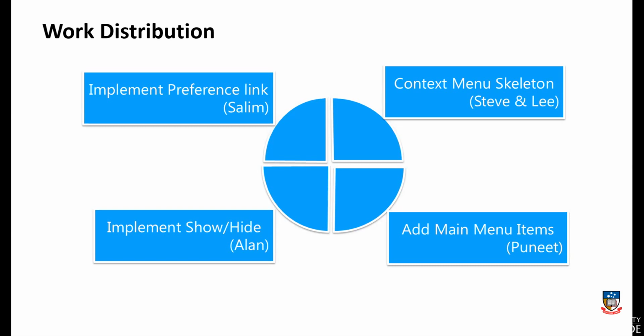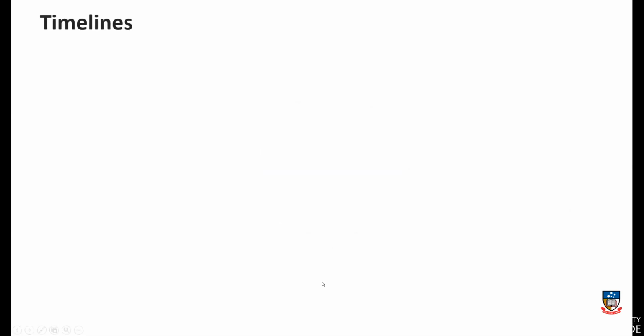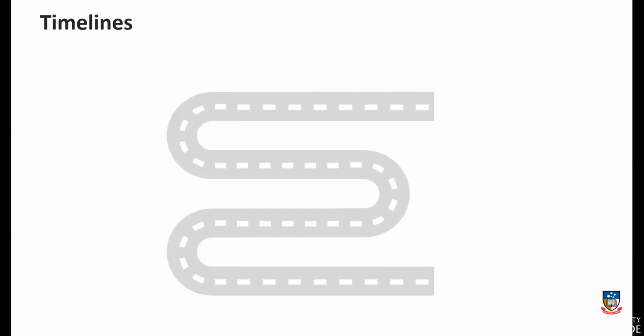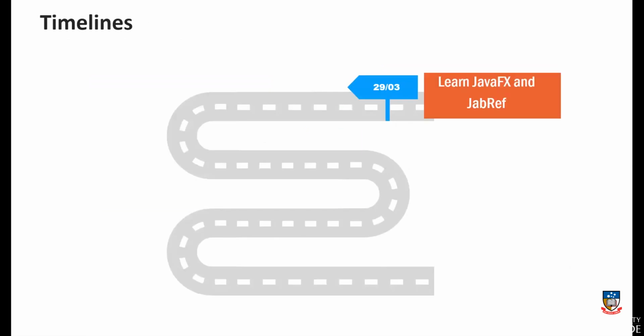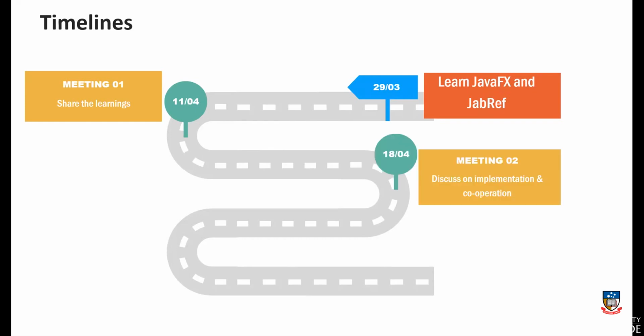And now we're going to move to the last part. That will be about the timelines. Okay, so in terms of timeline, we will start from JavaFX. That's going to be important because we lack JavaFX experience. So in the first 1 or 2 weeks, we're going to work on JavaFX and understand our open source project code. So basically, in the first and second meeting, we will share the learnings. What do we learn? What do we have? How do we do? And then discuss how to implement and cooperate.